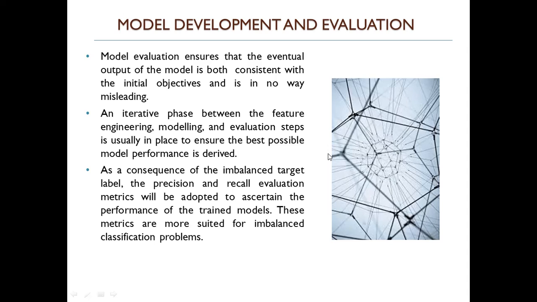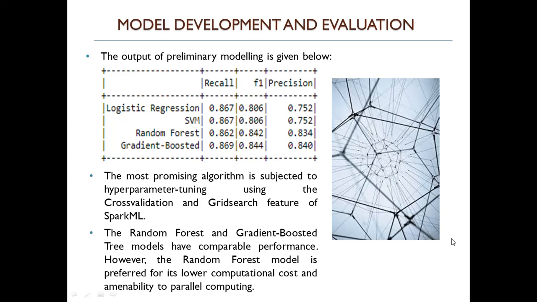So an iterative phase between the feature engineering, modeling, and evaluation steps is usually in place to ensure the best possible model performance is derived. Since our problem is an imbalanced classification problem, we employ the precision and recall evaluation metrics to ascertain the performance of our trained models. These metrics are more suited for our use case, which has an imbalanced target label. Moving on.